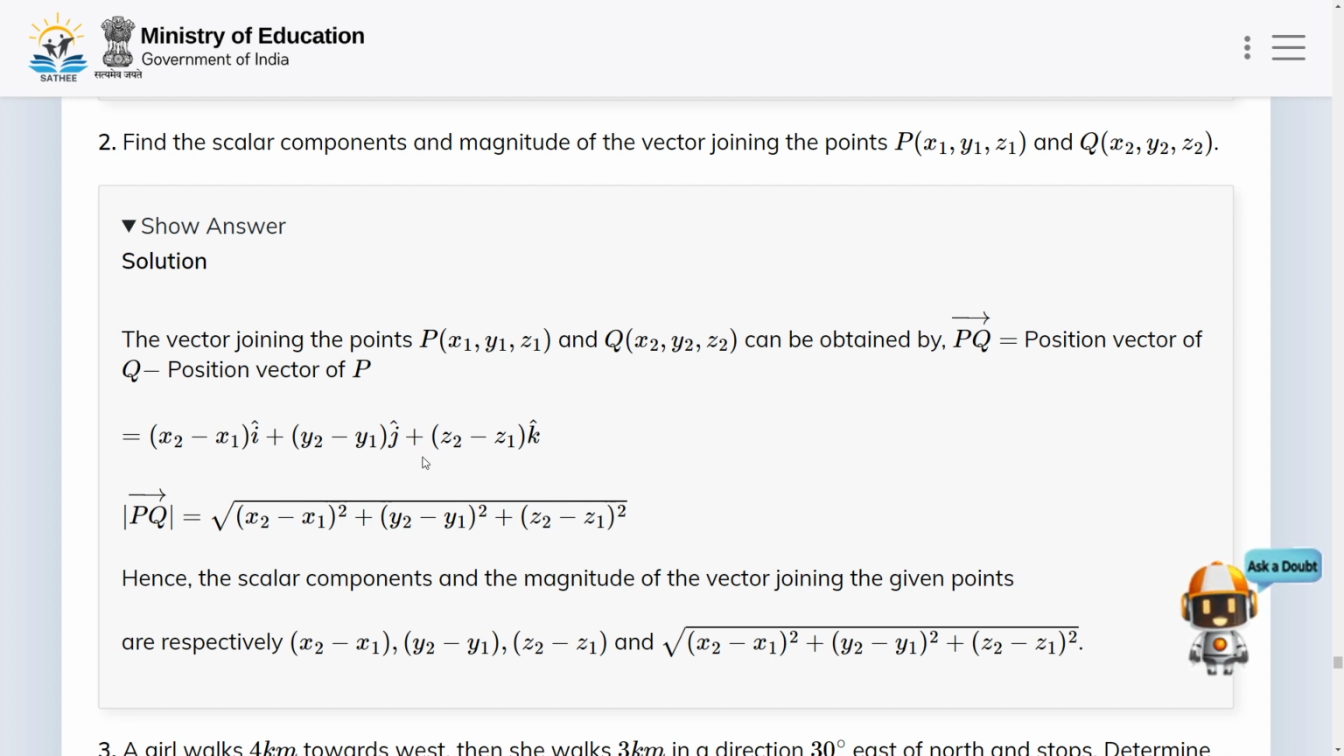Now the magnitude for this vector will be the root of (x2 minus x1) squared plus (y2 minus y1) squared plus (z2 minus z1) squared. Clear? So you have found out the magnitude, and you have found out the scalar components. The scalar components will be x2 minus x1, y2 minus y1 and z2 minus z1. The magnitude will be this. So this will be your answer.